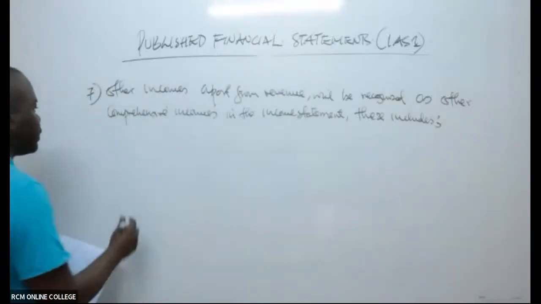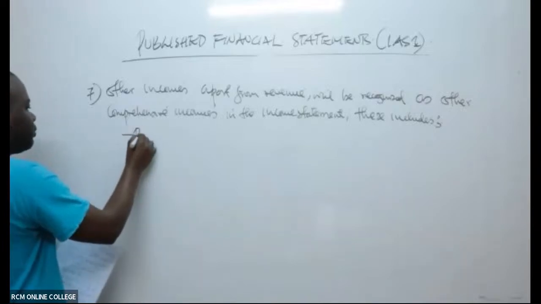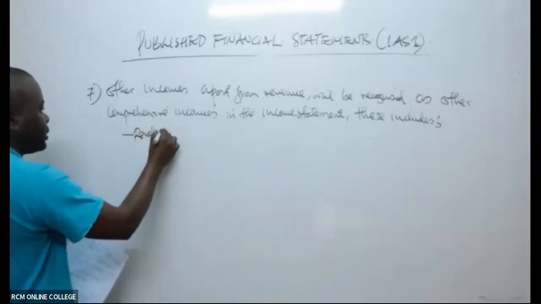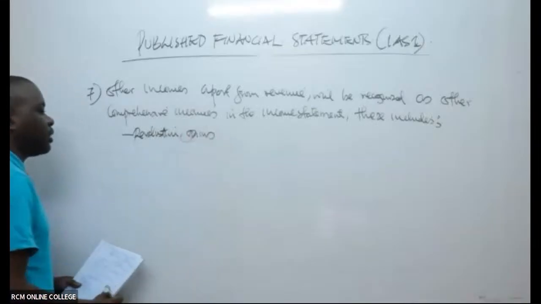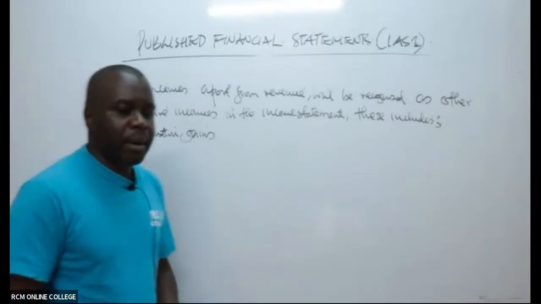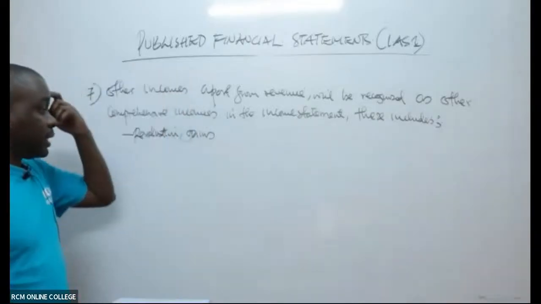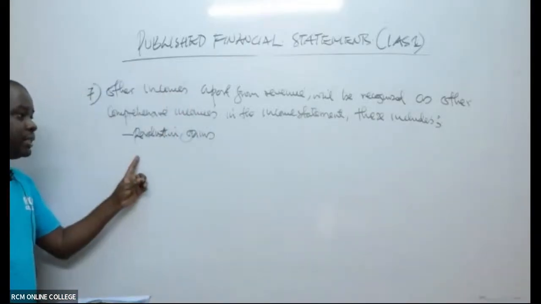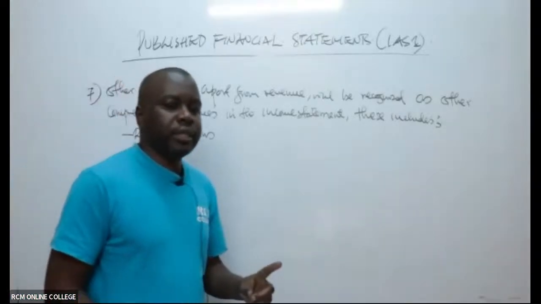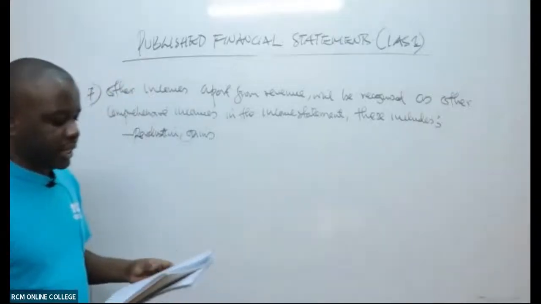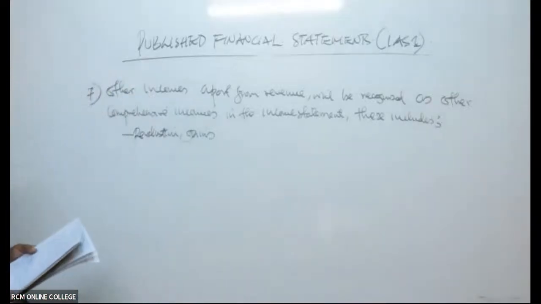So these include, for example, revaluation gains on assets. When you talk about revaluation gains here, you might have ended up having to revalue assets, and therefore there was a gain. For example, in this case, land is normally revalued. So there can be a revaluation gain.